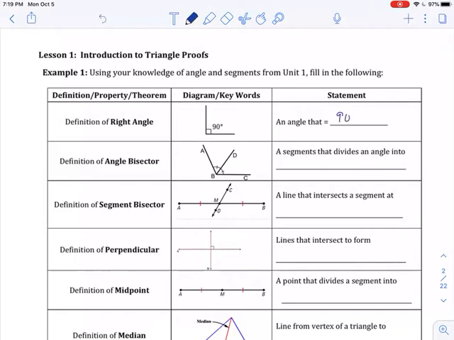So the first word that you should know is the definition of a right angle. A right angle is an angle that equals 90 degrees. So you might see this little symbol in a picture, and that symbol means the lines are perpendicular, therefore that makes a right angle, and therefore it's 90.